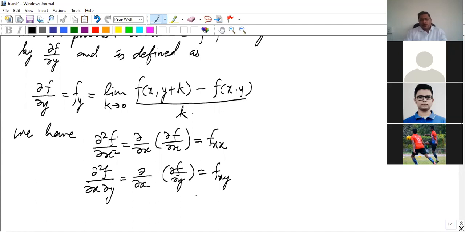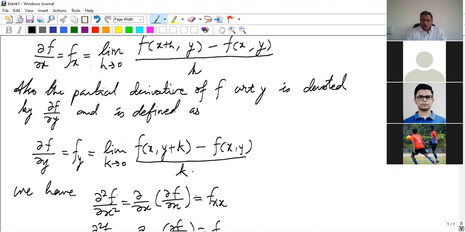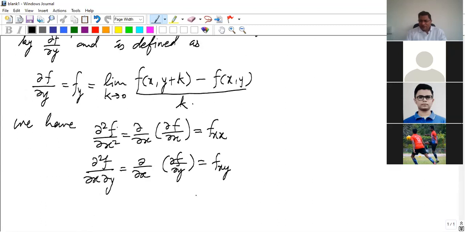Now, as we have differentiated both terms with respect to x, we can differentiate them with respect to y also. Do you have any doubt or any query? Sir, can we write ∂²f/∂x∂y as ∂/∂y of ∂f/∂x?